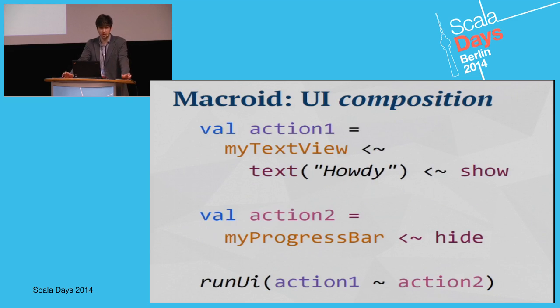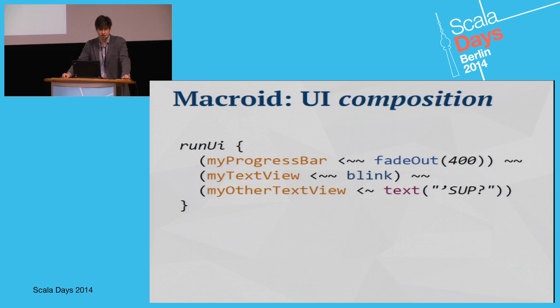And we can combine these actions. So we have one action that changes the caption of the text view and shows it. And we have another action which hides a progress bar. And then we can run these actions in sequence. And we can actually get a bit more elaborate than that. So we can combine actions asynchronously. So we have an action that fades out the progress bar. We wait until this action is finished. Then we blink the text view with the snail that we defined before. And only then we change the caption of the text view.